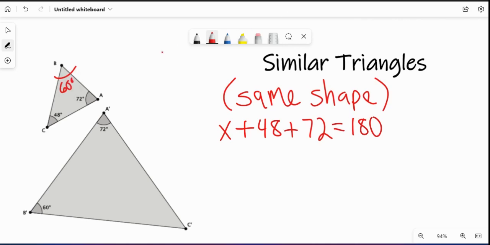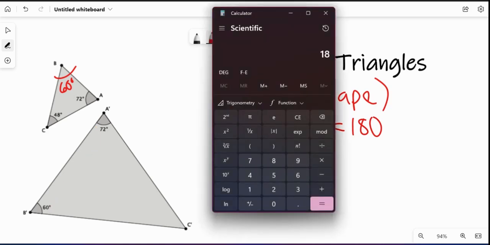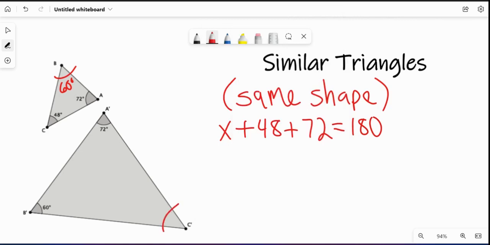All right. And also, we could do that with this triangle as well. So we do, again, 180 minus 60 minus 72. All right, so 180 minus 60 minus 72 is 48 degrees. So we take a look at the angle measures. We have a 60 here, 60 here, 48 here, 48 here, 72 here, 72 here.